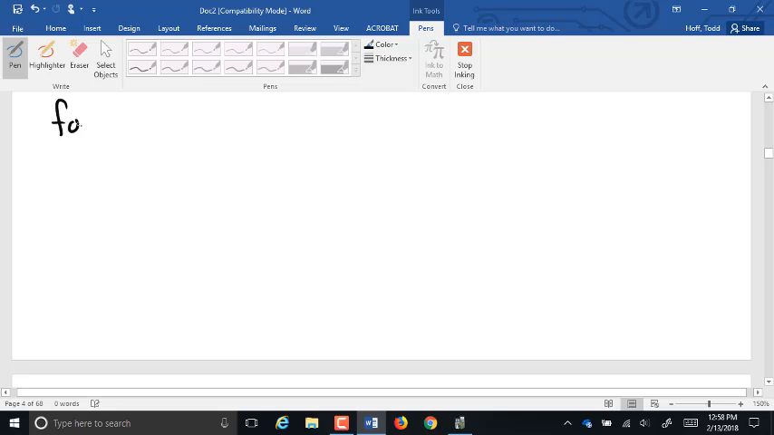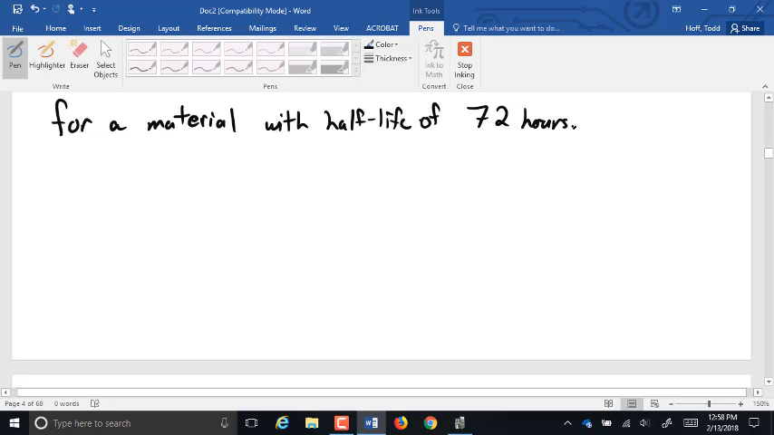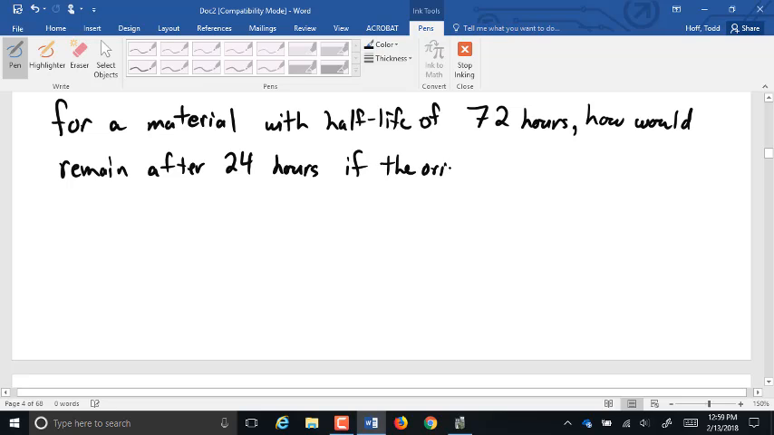So for a material with half-life of 72 hours, how much would remain after 24 hours if the original amount is 2,500 grams? Tell me what to do to set this up.